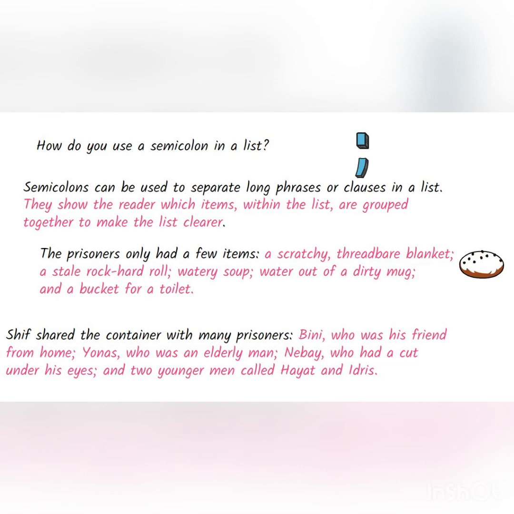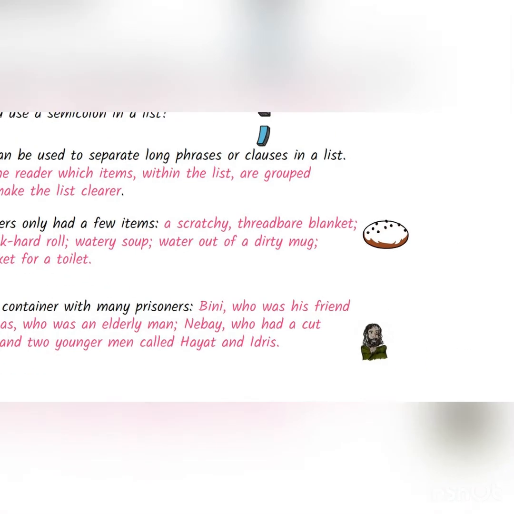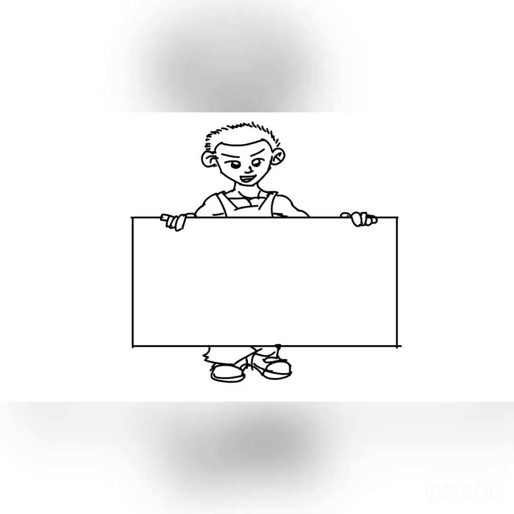Shif shared the container with many prisoners: Bini, who was his friend from home; Jonas, who was an elderly man; Nabay, who had a cut under his eyes; and two younger men called Hayat and Idris. The semicolon clearly separates each person and their description in the list.